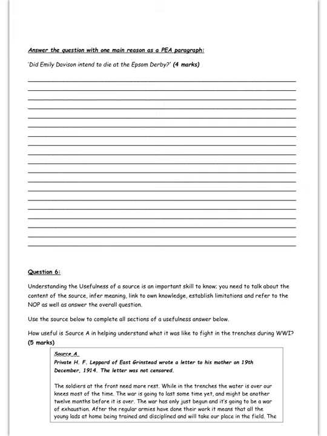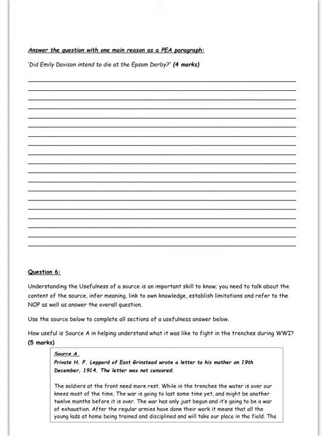Did Emily Davison intend to die at the Epsom Derby? It doesn't matter whether you agree with it or disagree with it. What I want to see is if you can construct your own paragraph. You may use the evidence on the previous page, or you can write it in your own style. I would like you to label where you think the P is, the E is, and where the A is.